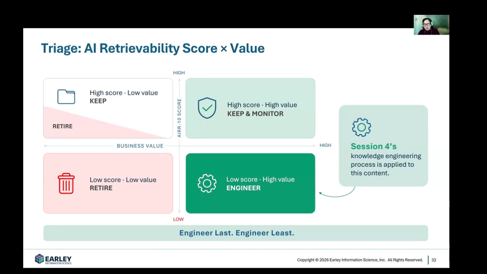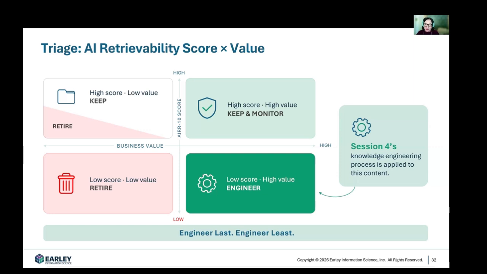Okay, triage is where the budget gets decided. So here's a matrix to help you with that decision-making process. There are two axes here. One is your measurement, right? For us, it's the AIRR 10 score. And the other is the business value, right? So we have 4 quadrants.